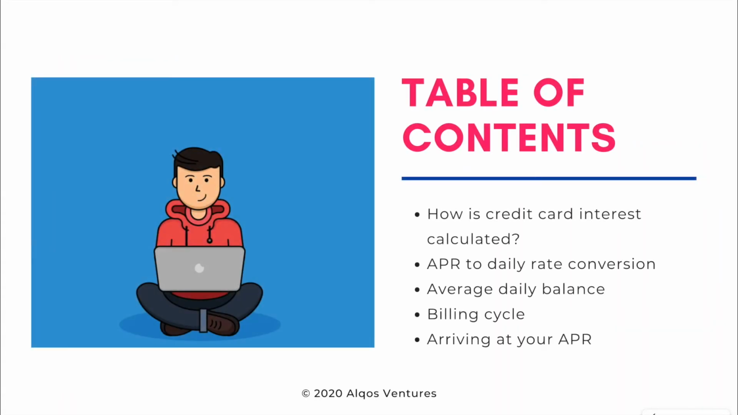So first thing, we're going to understand how the interest is calculated. We're going to convert your annual interest into a daily rate, and we're also going to look at your average daily balance. So you'll understand that it's actually beneficial to clear out your credit pretty quickly. And of course, we're going to look at your billing cycle. We'll take a standard 30-day cycle and arrive at your APR eventually.